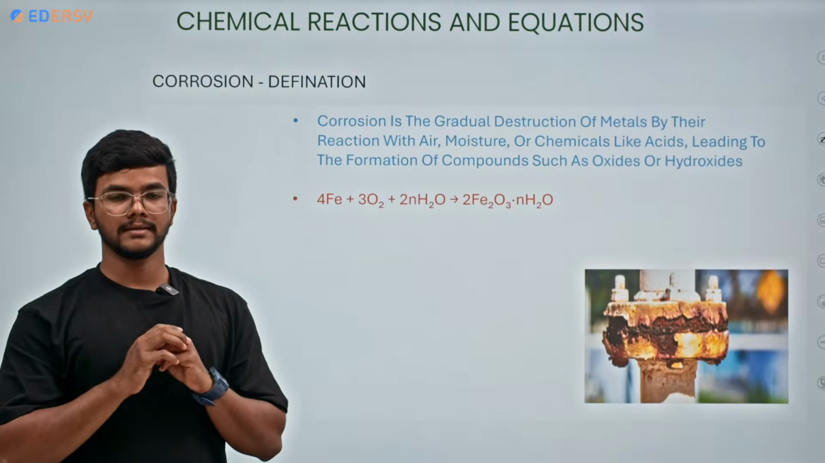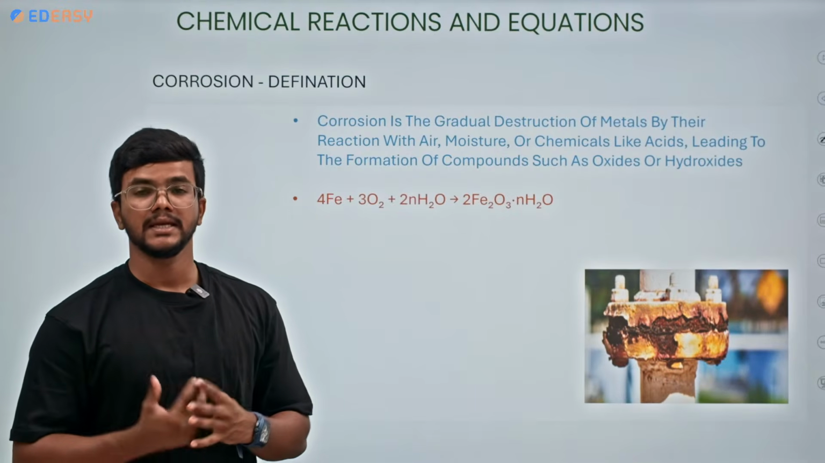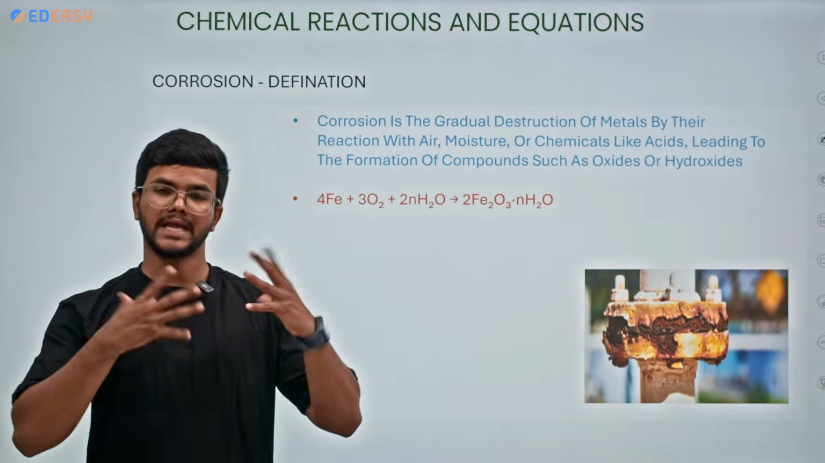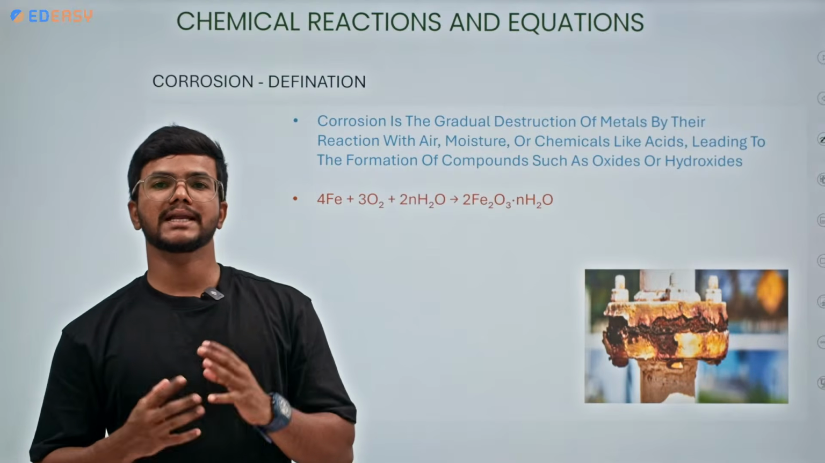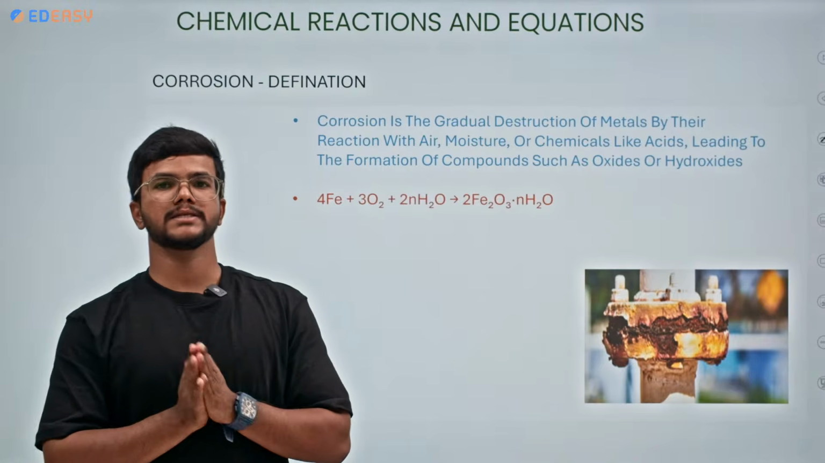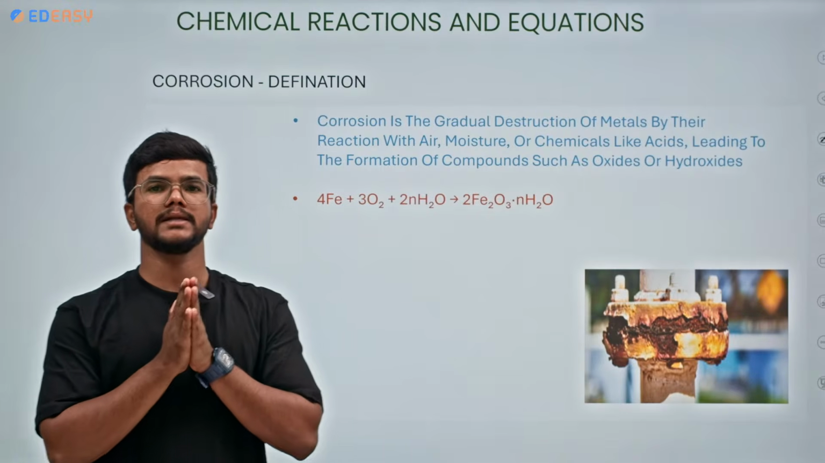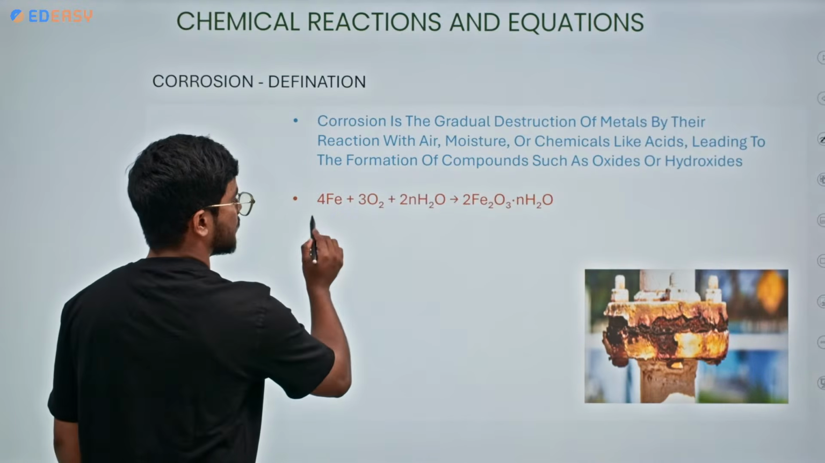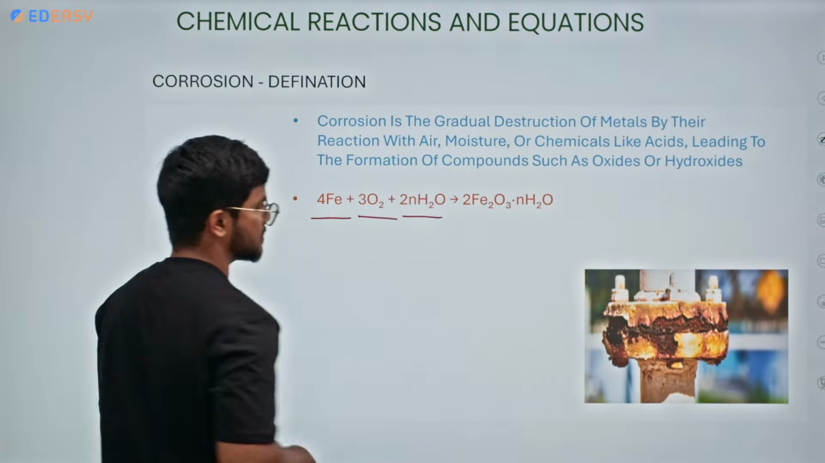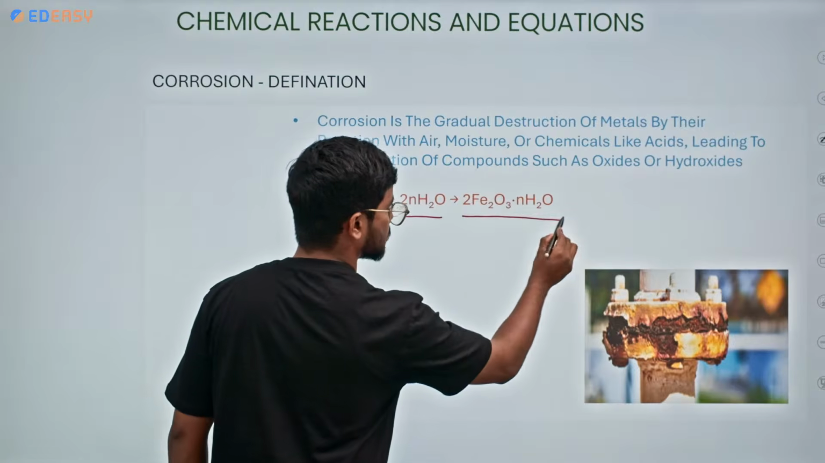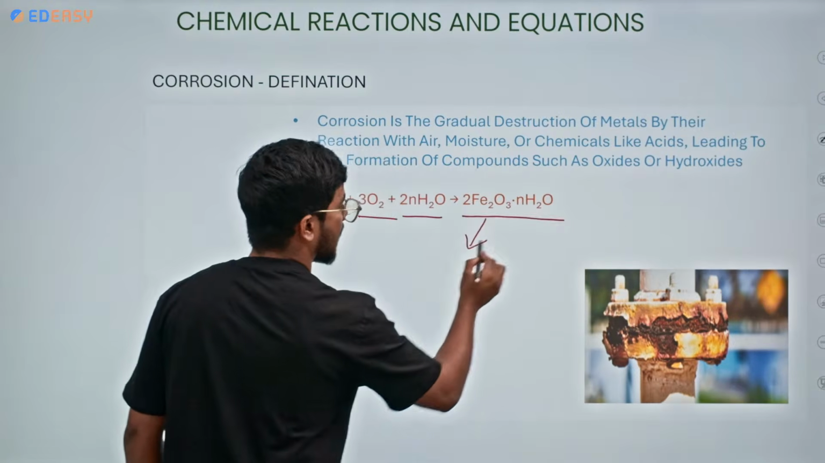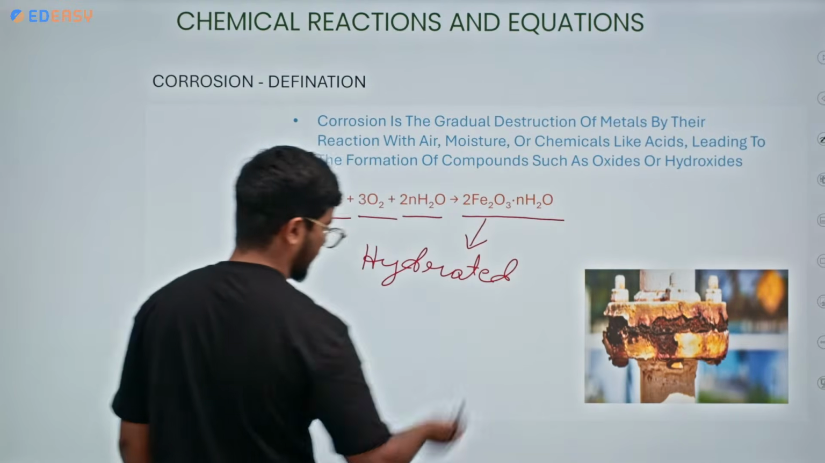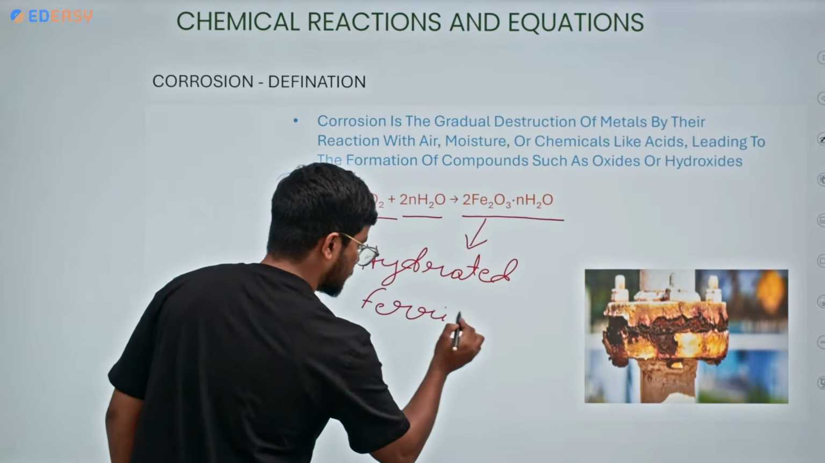When iron is exposed to the atmospheric gases, it gets degraded, or the metal gets destructed, damaged. So corrosion is a gradual destruction of a metal in the presence of air, moisture, and other chemicals present in the atmosphere. This is the chemical representation of corrosion. When iron reacts with oxygen in the presence of water, it gives Fe2O3 plus H2O. Hydrated with the water molecule, it is called hydrated ferric oxide.